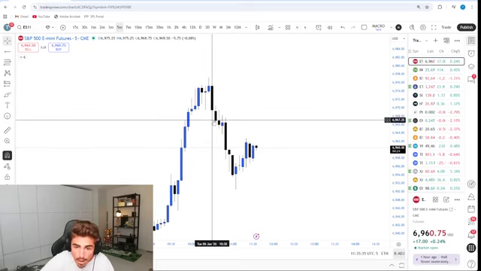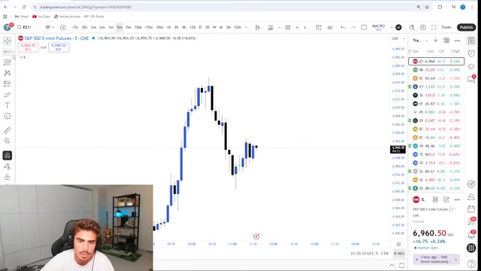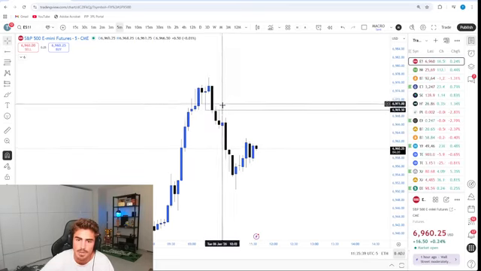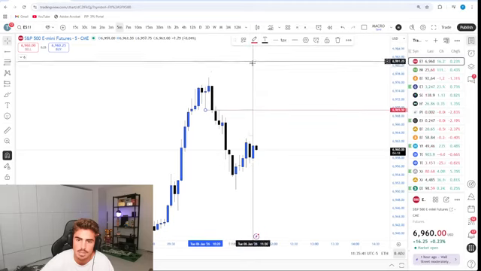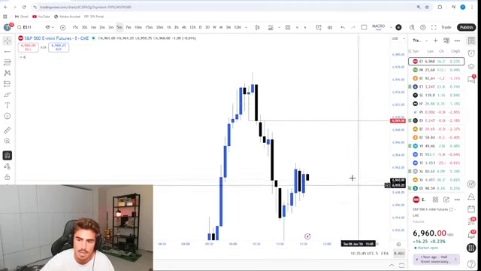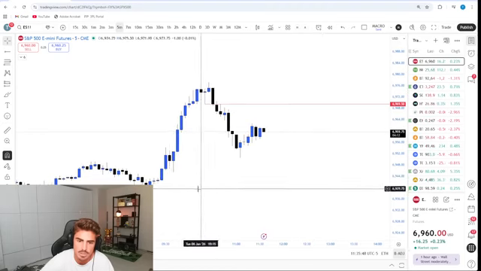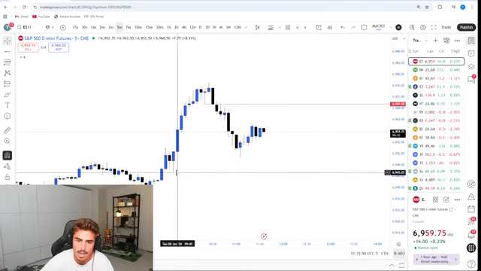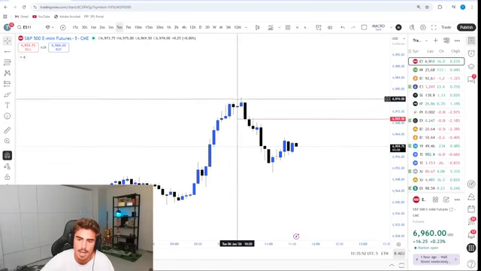Then, what do we do? We make a lower low. When do we break structure? When we see a candle closure underneath the most recent low. So if we go on here and we see, okay, what are we in? We just identified bullish structure. We have a high, a low, higher high, higher low, higher high, higher low, higher high.